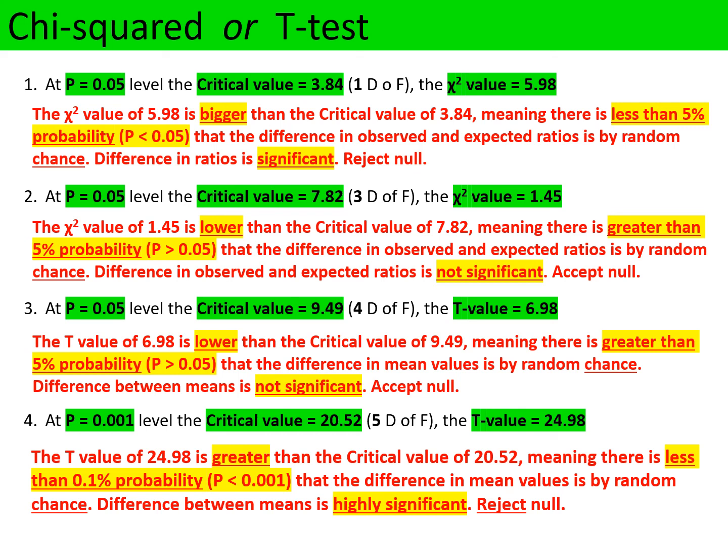There's a less than 0.1% probability that the difference in the two mean values, because it's a t-test, is by random chance. That's a very low probability that the difference is due to random chance, so it isn't due to random chance. The difference between the two mean values is highly significant here. Some factor is causing that difference, so the independent variable is having an effect on what we measure as our dependent variable, and therefore we would go on to reject the null hypothesis.